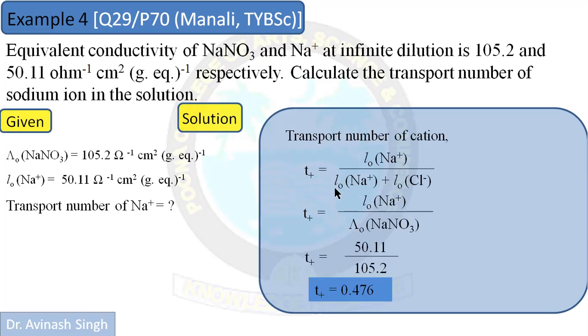So the transport number of sodium ion in the solution is 0.476. It is not asked, but we can also find out the transport number of the anion, which would be 1 minus 0.476. So this will come to be 0.524. So the transport number of the anion is 0.524, and the transport number of the cation is 0.476.